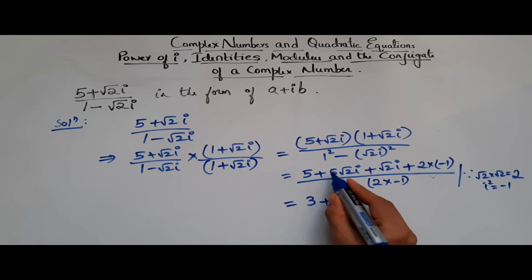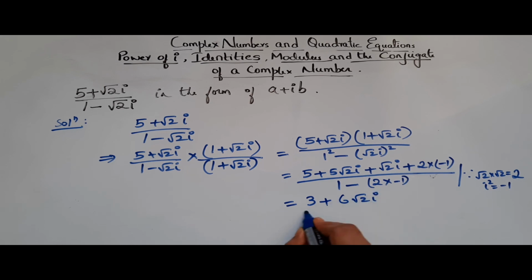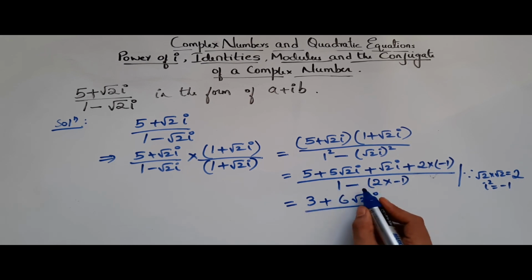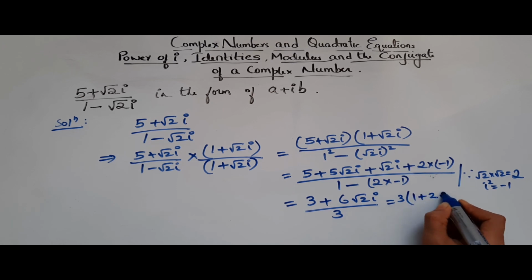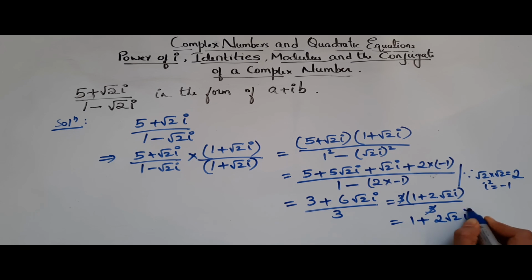Plus 5 plus 1 is 6, so 6 root 2i by 1 minus of minus is plus, so 1 plus 2, 1 plus 2 is 3. Here if you see 3 is common, so 1 plus 3 2s are 6 root 2i by 3, so 3 and 3 is gone. We are left with 1 plus 2 root 2i. This is of the form a plus ib, right? A is 1 and b is 2 root 2.